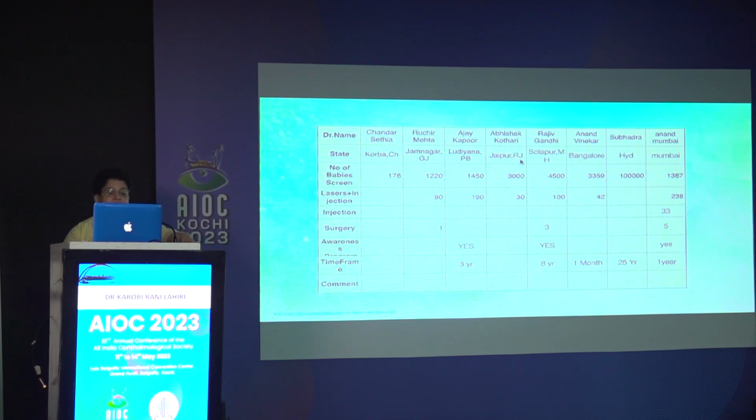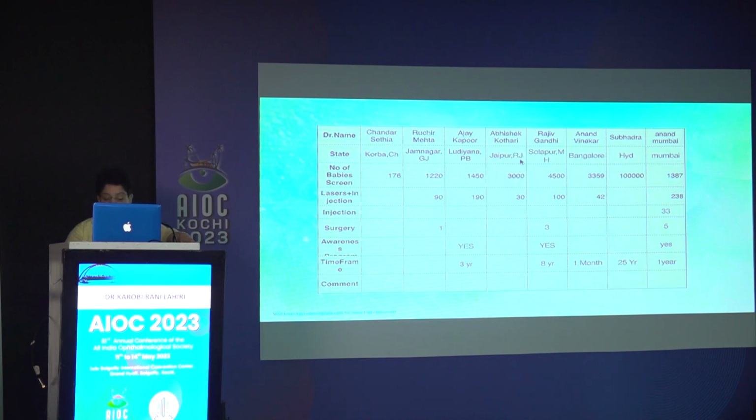This is certain statistics which were sent by Chanda Sethia from Korba, Ruchir Mehta from Jamnagar, Ajay Kapoor from Ludhiana, Abhishek Kotari from Jaipur, Rajiv Gandhi from Sholapur, Anand Vinekar, Bangalore, Subhadra Jalali from Hyderabad, and Anand Subramaniam from Mumbai. They have listed the number of cases they have done, the amount of surgeries, and for what duration of time. And we need more inputs from everybody. It doesn't matter, even if your numbers are small, just send it.